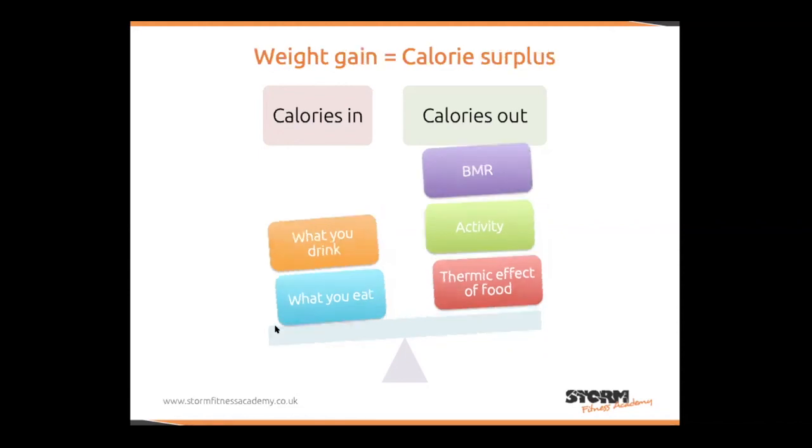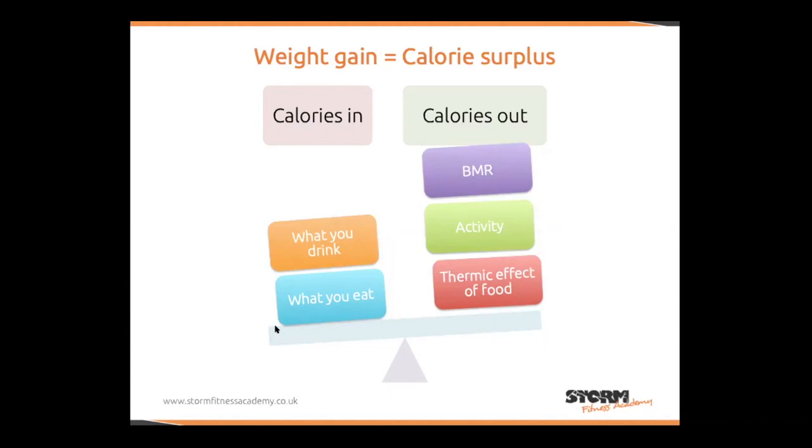Now, if you've got clients that want to gain weight, so we're talking about muscle mass here, generally people want to pack on more mass, then they want to be in what we call a calorie surplus. So this is the opposite. The calories in should be greater than the calories out. And it's the same thing. So calories in, obviously, what you drink, what you eat, and then calories out, BMR, activity, and the thermic effect of food.